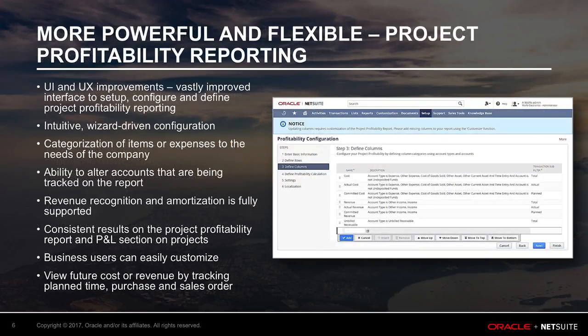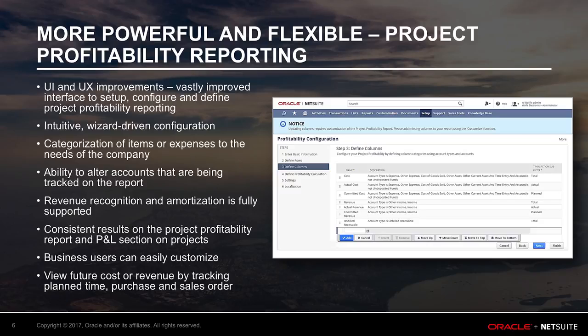As we continue to improve project profitability reporting, we're excited to launch a new tool for configuration and setup of the project profitability report's category dimensions, which provides more flexibility for companies to calculate project profitability based on each company's business processes. First, the Advanced Project Profitability feature introduces various UI and UX improvements in creating the report structure. This is presented in an intuitive, wizard-driven configurator.